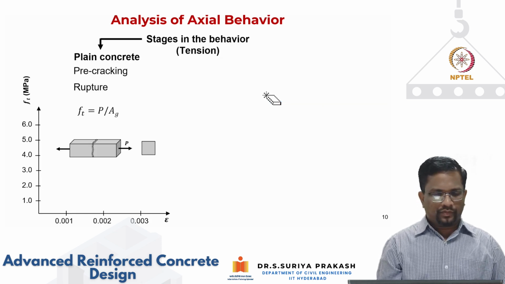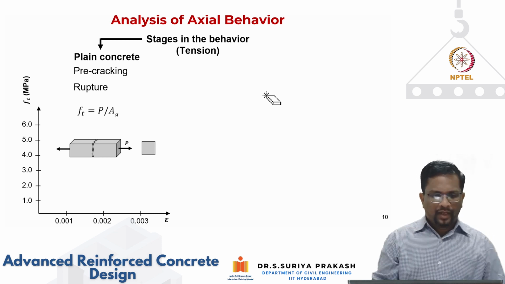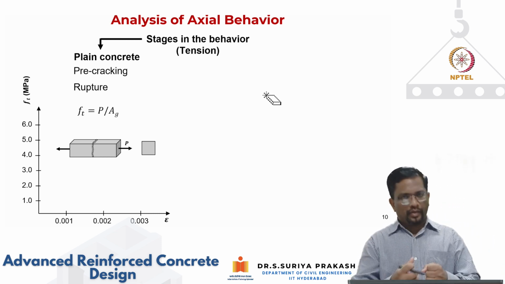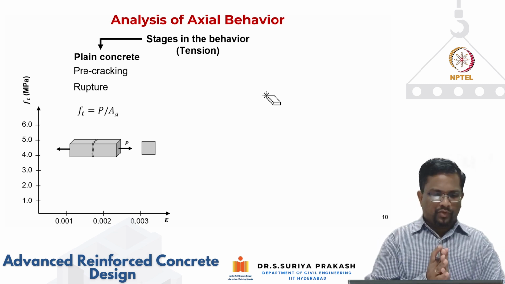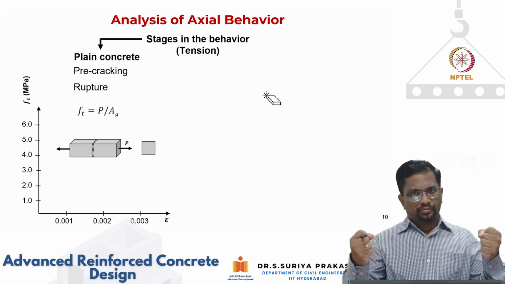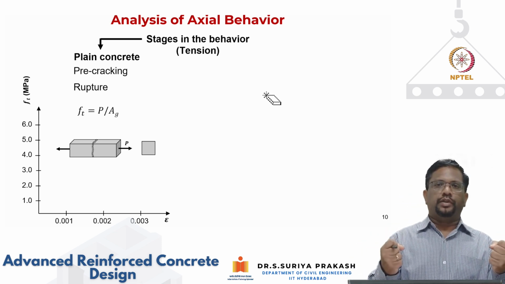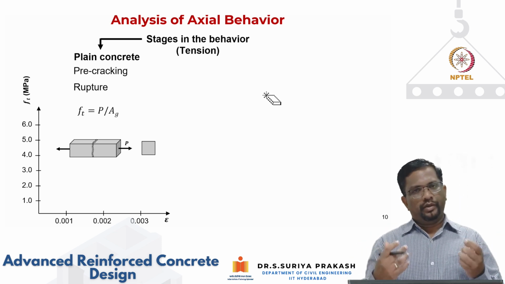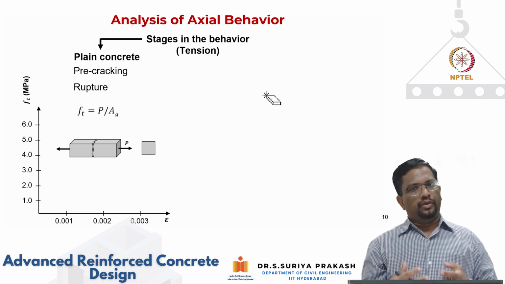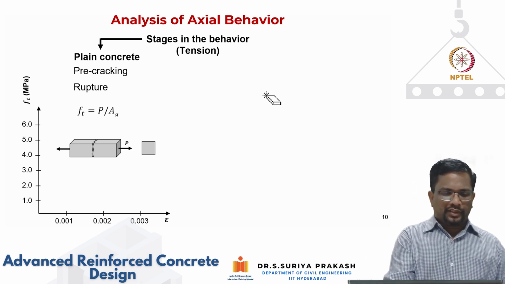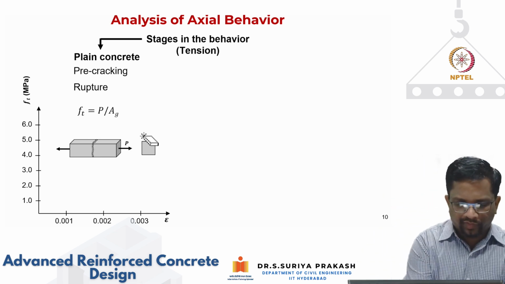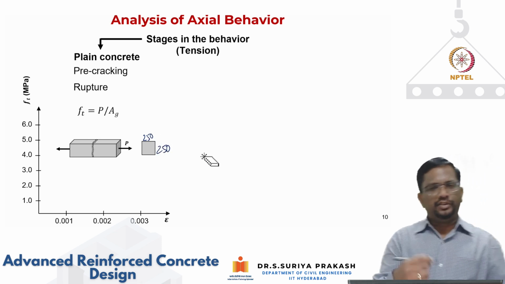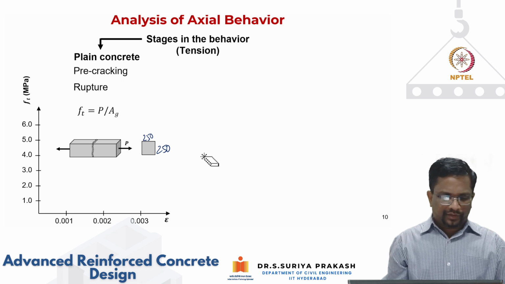Now let's look at how plain concrete is going to behave in tension. We have seen that when I'm pulling this concrete, it is going to fail at low load values or low stress values. In this case I am taking a simple concrete prism. You can take the dimensions as, let's say, 250 by 250, because these are the dimensions that we are going to use in our further calculations.